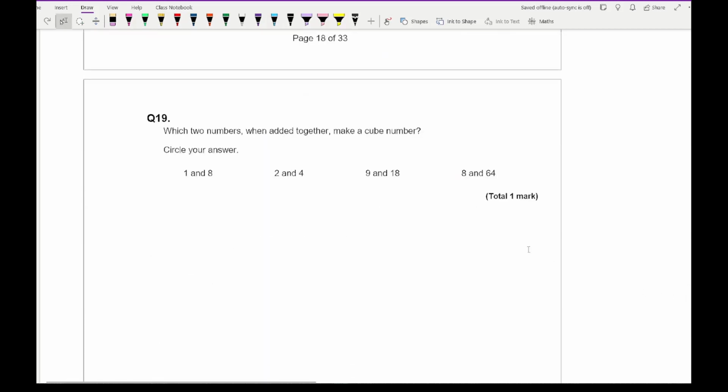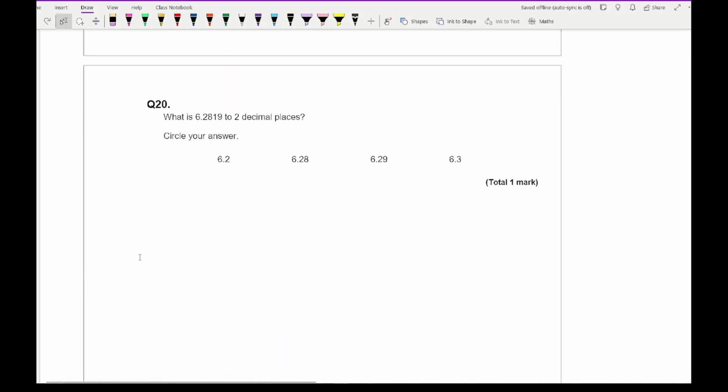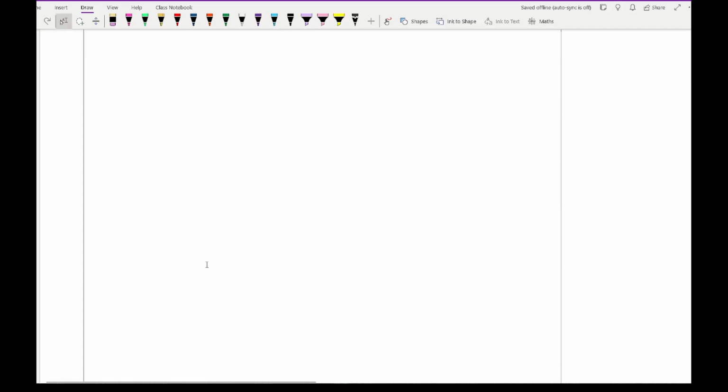Moving on to question 19, it says which 2 numbers when added together make a cube number? So 1 plus 8 gives me 9, so that's not it. 2 plus 4, which is 6, that's not it. 9 plus 18, which is 27. And again, we have our winner. For question 20, it says what is 6.2819 to 2 decimal places? So it's going to be 6.28, which is our last option.